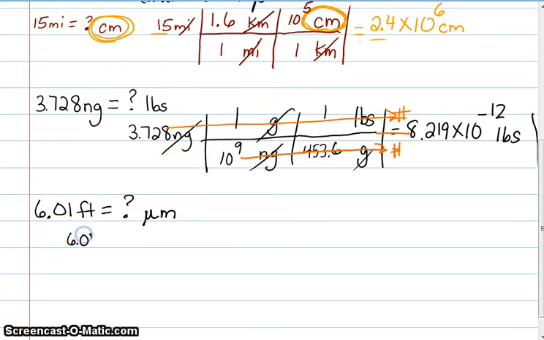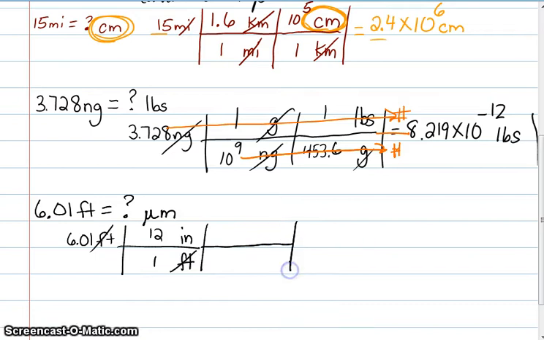So here we go, 6.01 feet. Bracket, foot on the bottom to cancel. What can I change feet to? Did you say inches? That's what I would do, because 1 foot is 12 inches. Feet cancel out. Now I'm at inches. Now I want to get from inches to something else, so I put inches on the bottom to cancel. What can I change inches to? Micrometers? No. Centimeters? Yes. 1 inch is 2.54 centimeters.